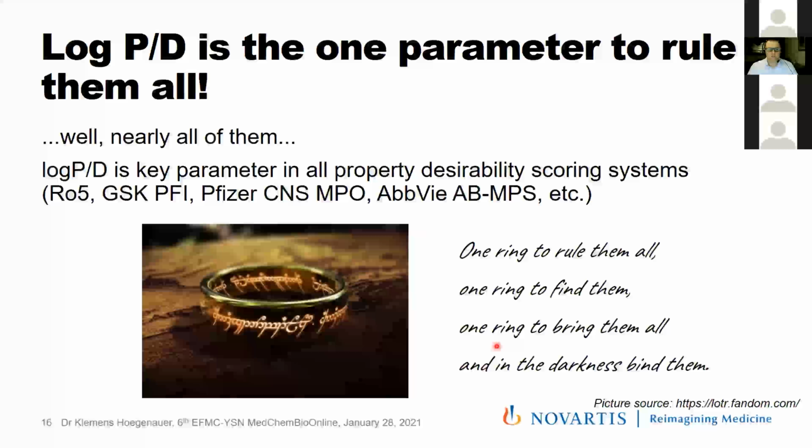Well, I mentioned cLogP or logD already. This is perhaps the one parameter to rule them all, to stay with the Lord of the Rings analogy. Well, it's not quite true. It's nearly all of them, but certainly logP or logD is the key parameter that's involved in all property desirability scoring systems. And here you find a list of them. There are more, and I will touch on them a little bit later in the talk.